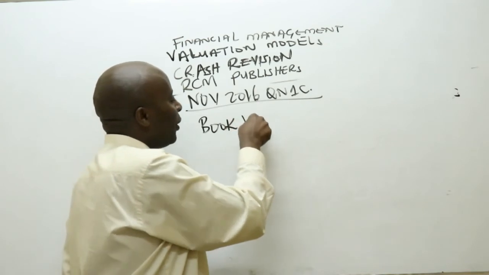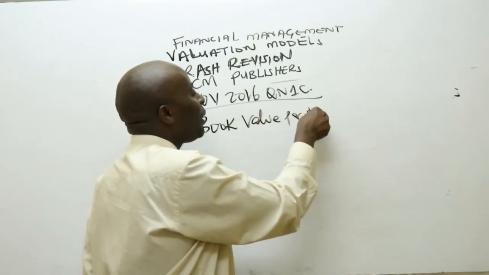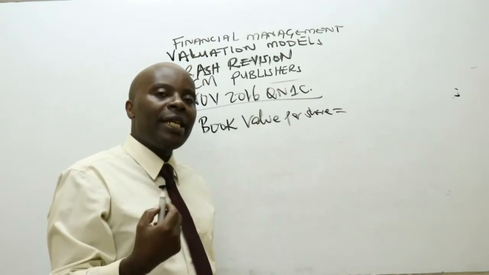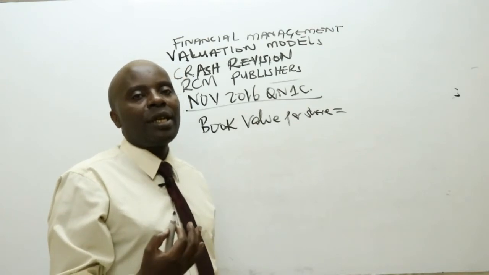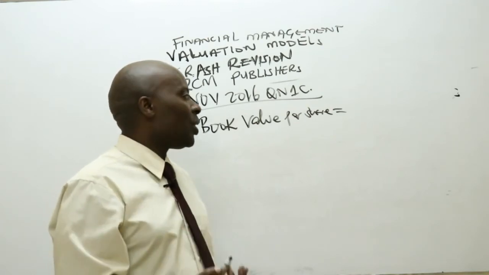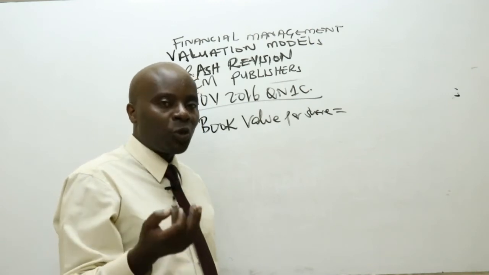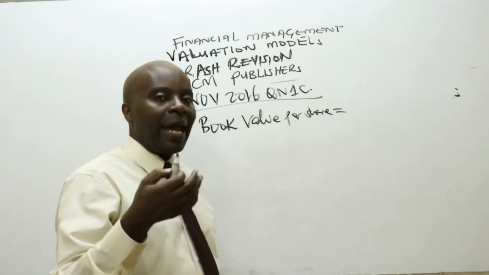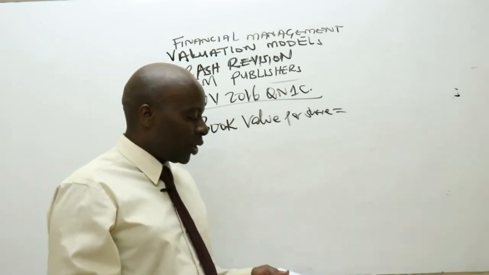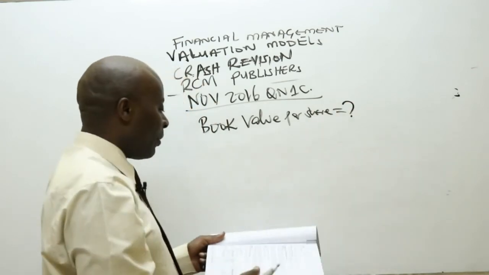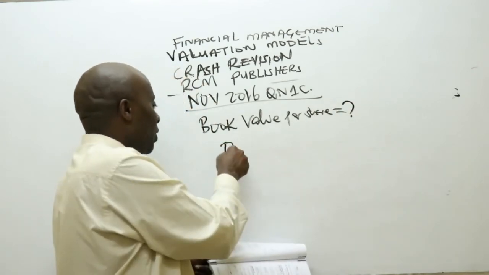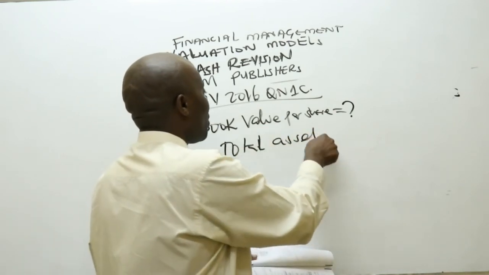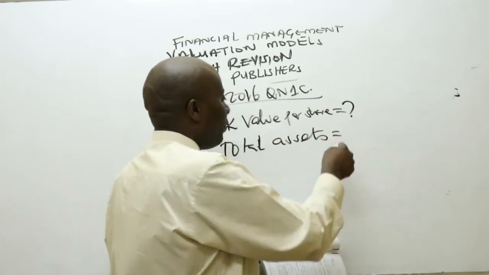To get the book value per share, you need, ladies and gentlemen, to go to your statement of financial position. And they basically give us the equity. The equity is what belongs to ordinary shareholders, and then to change this to book value per share, you take that equity and divide by the number of ordinary shares. So in this case, I can see I have total assets. Total assets are equivalent to 7 million.